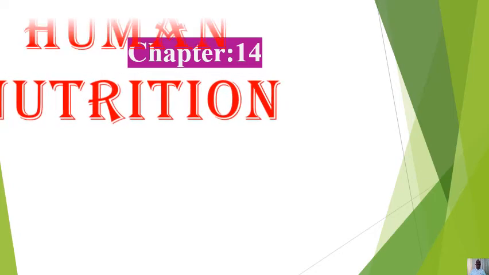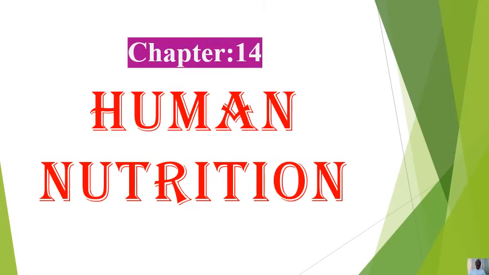Friends, then comes chapter number 14, titled Human Nutrition. In this chapter, we are going to understand the meaning and definition of nutrition, the components of nutrition, and then we will proceed to the human digestive system with anatomy as well as histological aspects. Then the physiology of digestion and nutrition, and towards the end of the chapter, we'll understand the basic nutritional disorders and the diseases commonly occurring in human beings.